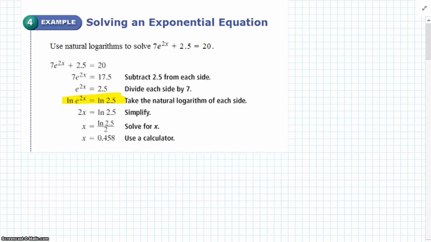Okay, moving on. Using natural logs to solve 7 e to the 2x plus 2.5 equals 20. First thing is we've got to isolate the variable. So we subtract 2.5 from each side. We get 7 times e to the 2x power equals 17.5. Divide both sides by 7, so I get e to the 2x equals 2.5. Now I'm going to take the natural log of both sides. Remember, the natural log of e is 1. So it's going to be 2x equals the natural log of 2.5. So x is going to equal the natural log of 2.5 over 2, which once you plug it in your calculator, you get 0.458.